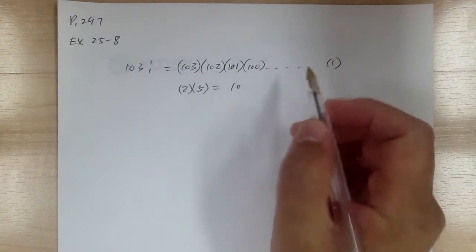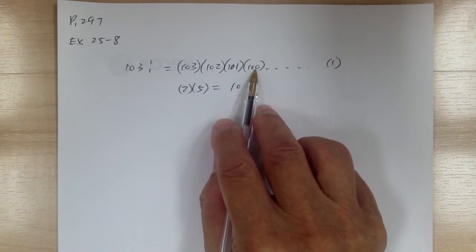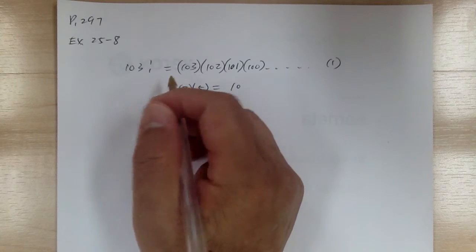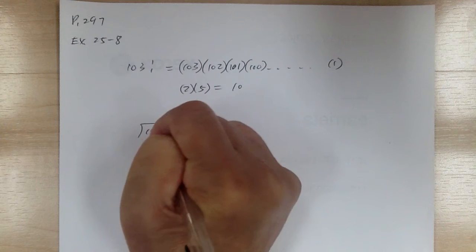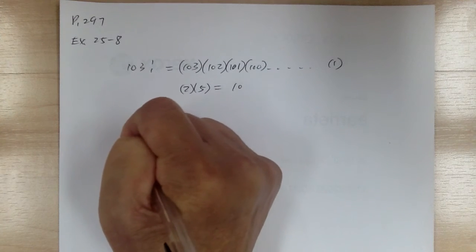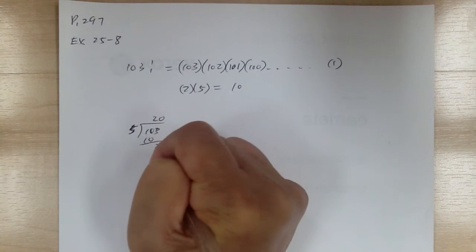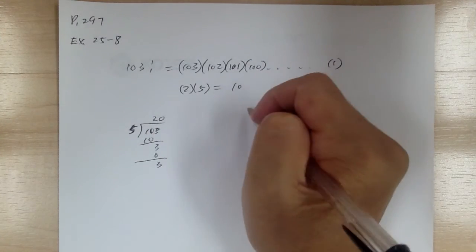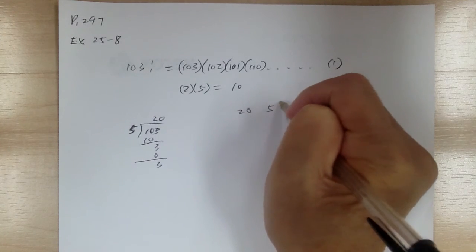Each of these numbers, like this one, has a 5 in there. So first you want to divide by 5. So 103 divided by 5 will give you 20. So there are 20 multiples of 5.